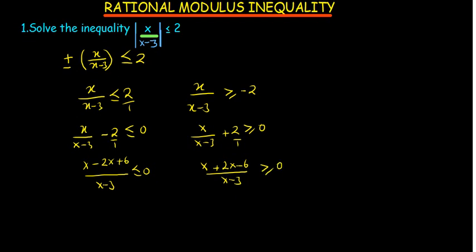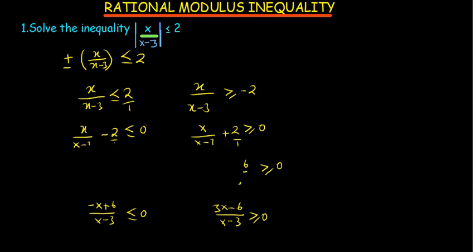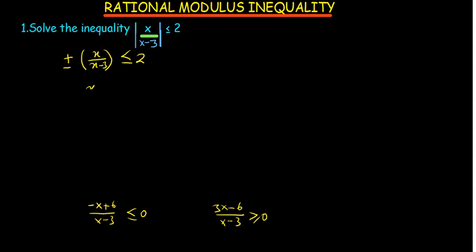So from here, we can simplify what's on top. That will give us negative x plus 6 divided by x minus 3 being less than or equal to 0. And then here we're going to have 3x minus 6 divided by x minus 3 being greater than or equal to 0. Now that we've reached this point, I'm going to take both sides, and I'm going to equate what's on top to 0 and also what's down to 0.